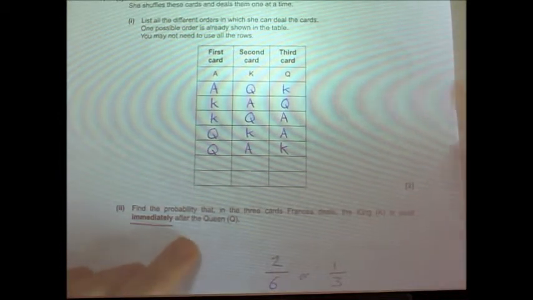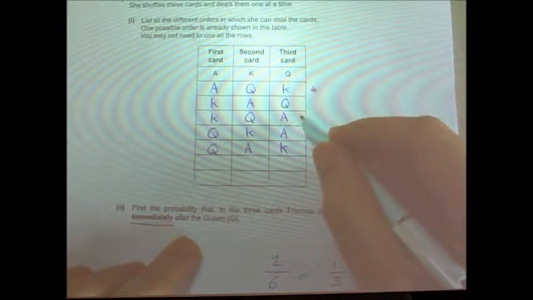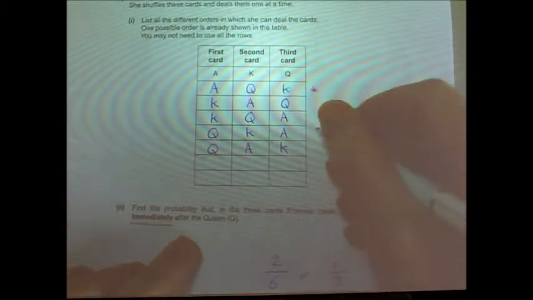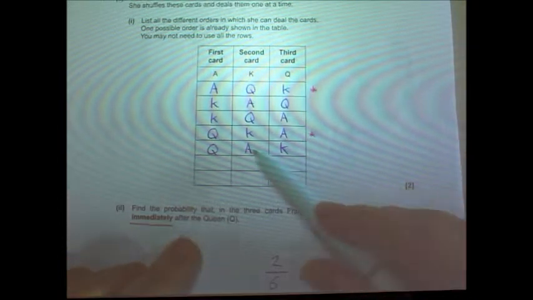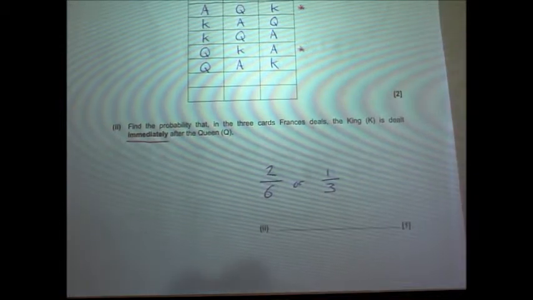Find the probability that in the 3 cards Francis deals, the king is dealt immediately, in bold, so we'll underline that as well, immediately after the queen. So let's have a look and put little stars next to the ones where the king is dealt immediately after the queen. So this one here, and that one there. They're the only 2 where the king is dealt immediately after the queen, so that is 2 out of 6, or 1/3. Either of those will get you the mark.